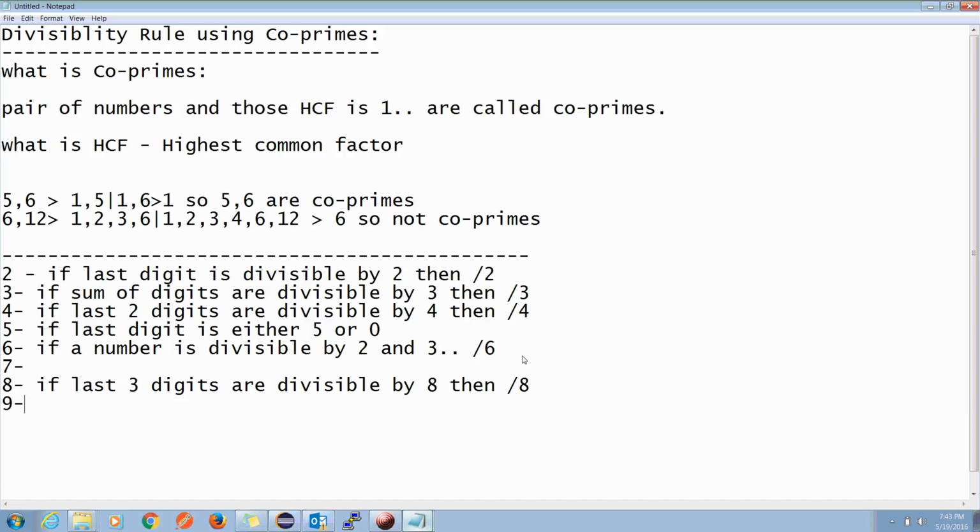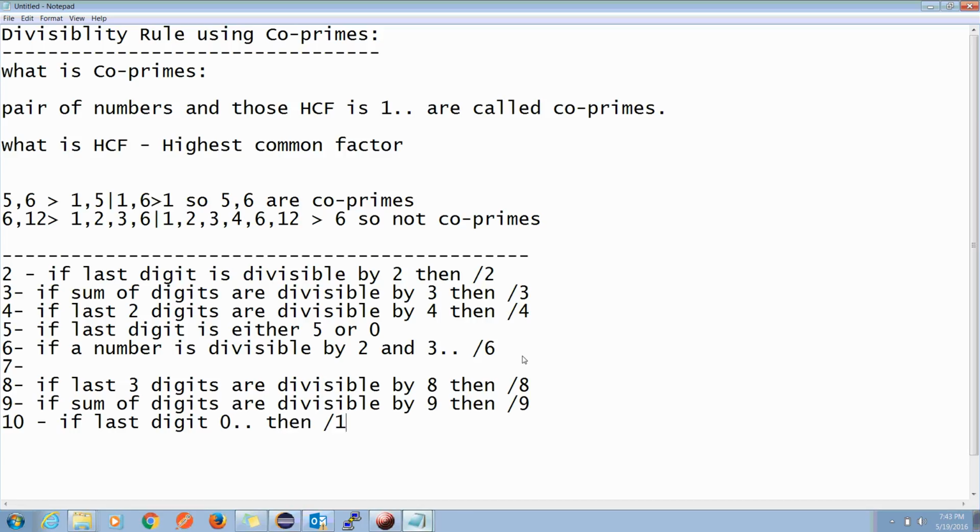9. If the sum of digits is divisible by 9, then that number is divisible by 9. 10. If the last digit is 0, then that number is divisible by 10.